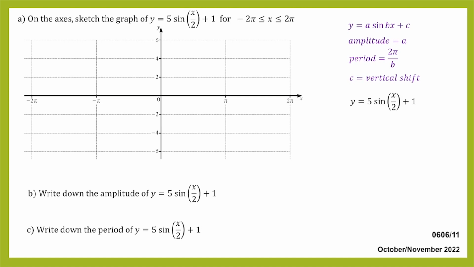So if we're given y equals 5 sine x on 2 plus 1, the vertical shift is this value here, 1. And we draw that on the graph as the line y equals 1. So we start with the vertical shift.